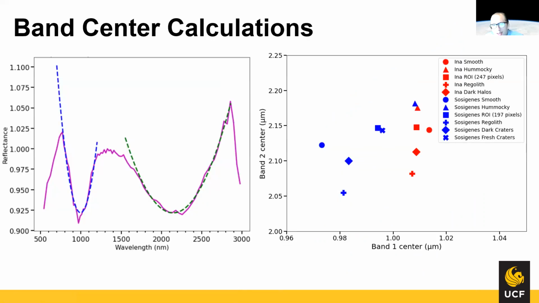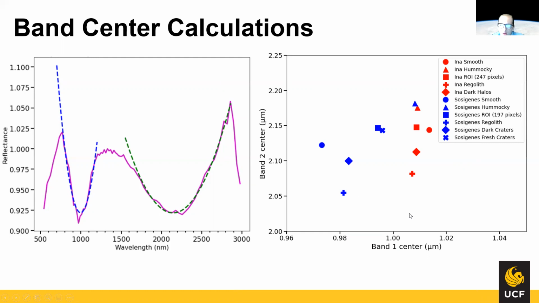So using the continuum removal technique applied by Moriarty et al. in 2016, we fit interpolated polynomials to the absorption bands at 1 and 2 microns over a defined wavelength range. The first wavelength range goes from 700 to 1200 nanometers, and the second wavelength range goes from 1575 nanometers to around 2800 nanometers. And this is just an example of a fitted polynomial for the Sosogenes fresh craters. Then we were able to extract the band center locations by finding the minima of these interpolated polynomials. So now the approximate band center locations are shown here on the right.